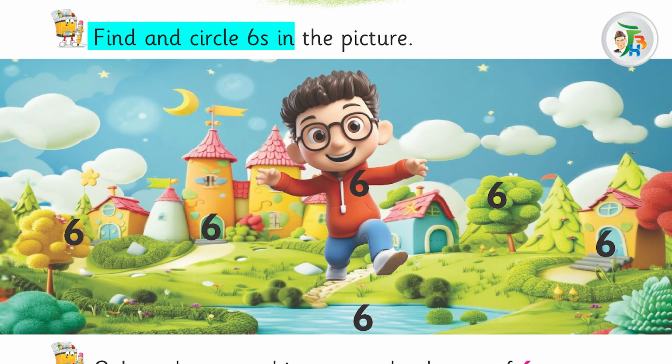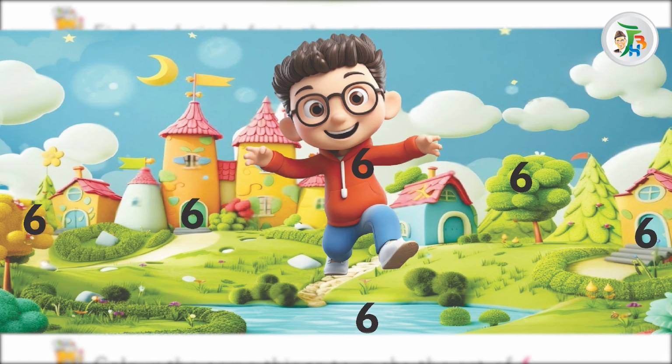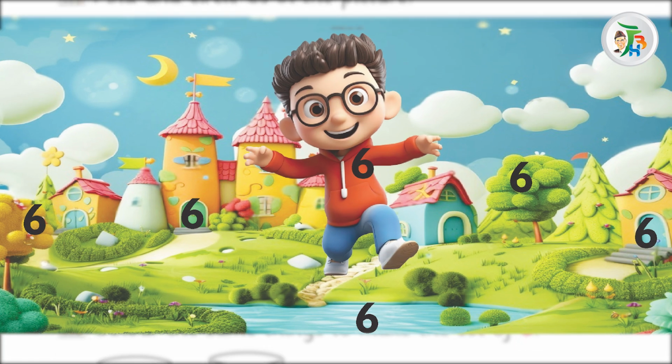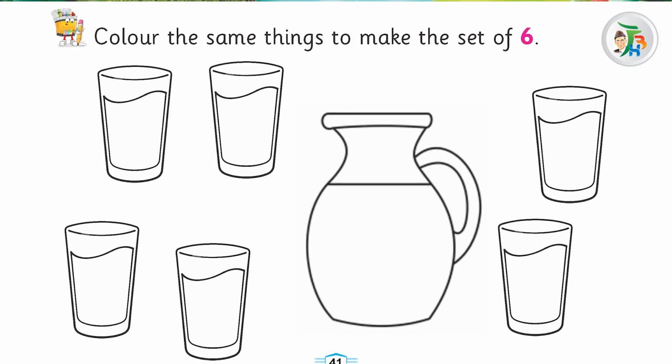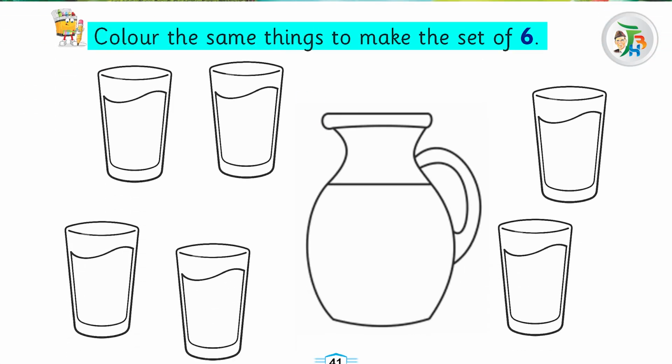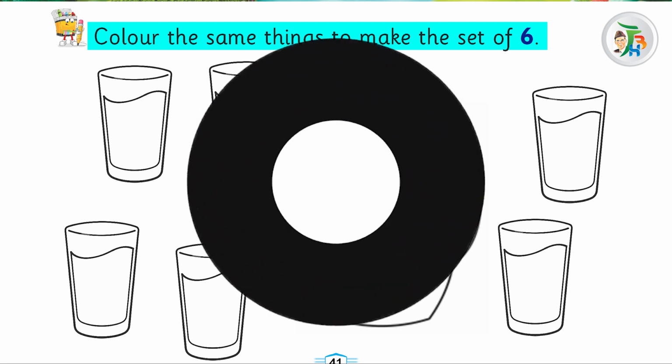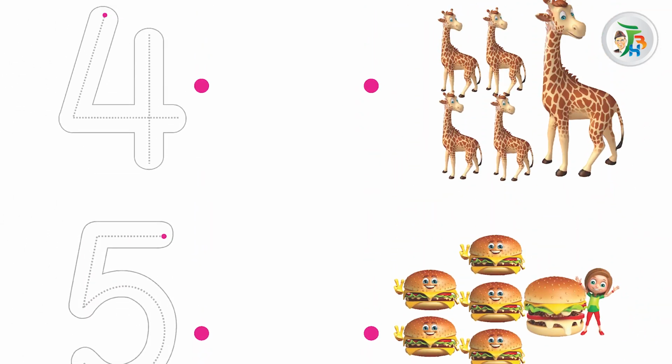Find and circle 6 in the picture. So students, you have to find the number 6 in this picture and circle it. The next is color the same things to make the set of 6. आपको जो भी सेम चीजें दिख रही हैं उस पे आपने कलर करना है और वो बन जाएगा सेट ऑफ 6. Now the next page is review.